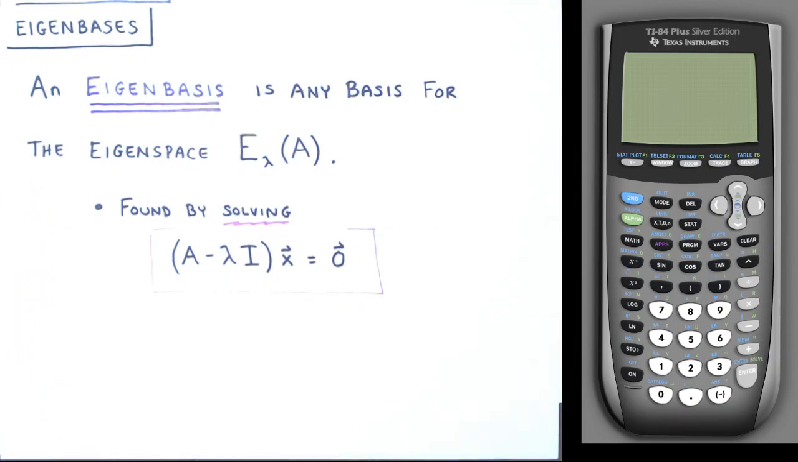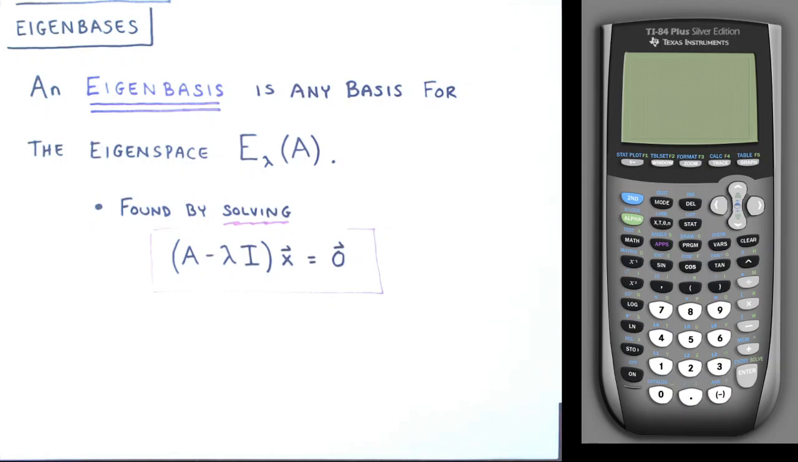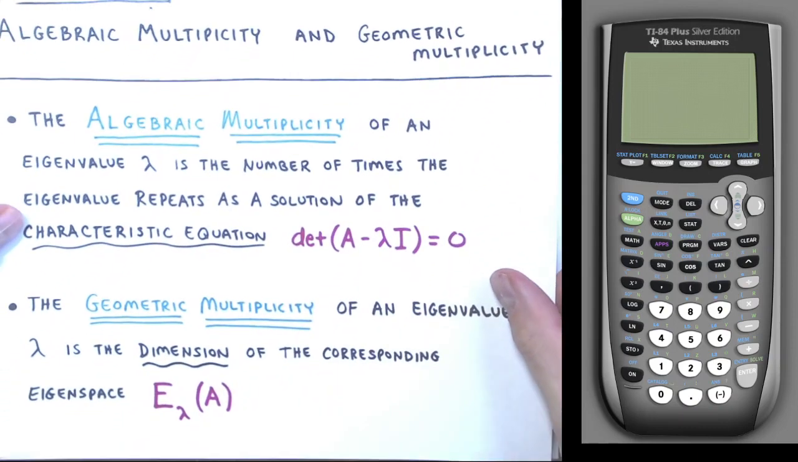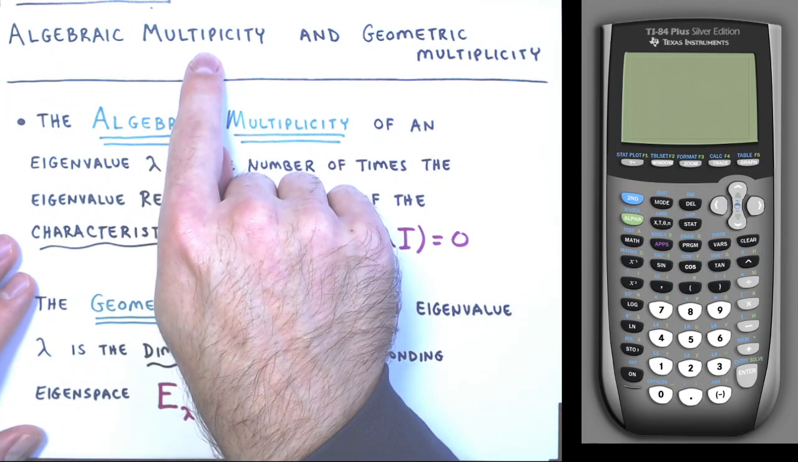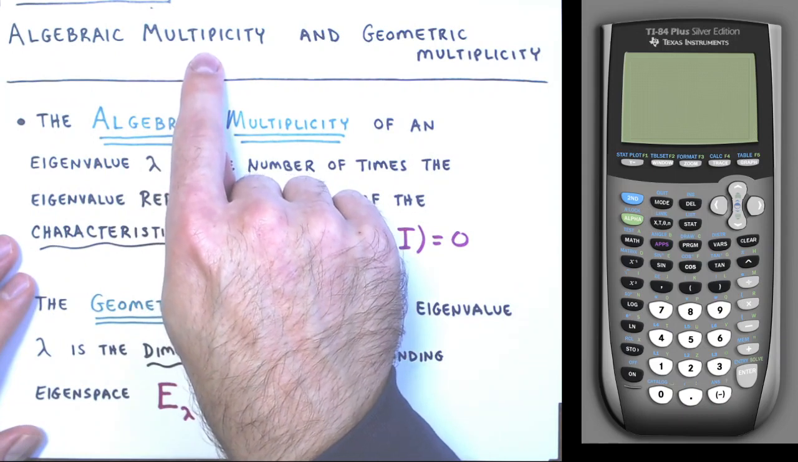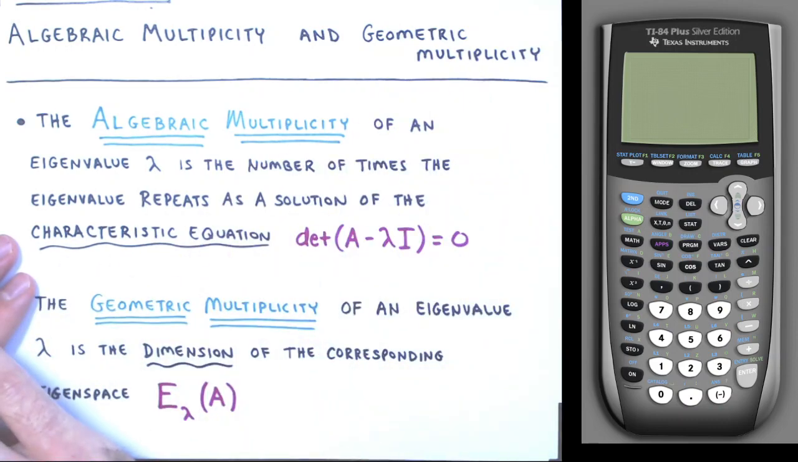Then some other words that I didn't bring up in previous videos, but you could easily figure out what they are based on trying to find solutions to this equation, and also to solutions of the characteristic equation for a matrix. So our final definitions here are the algebraic multiplicity of an eigenvalue and the geometric multiplicity of an eigenvalue.